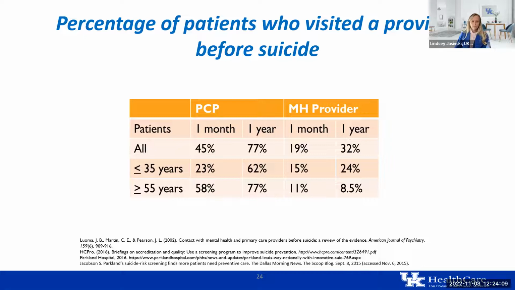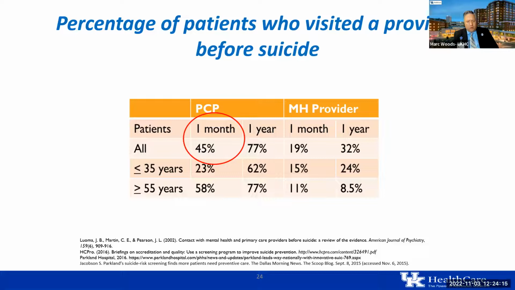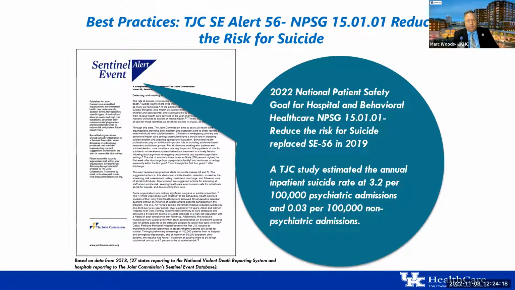Thanks, Lindsay. So on the next slide, we will take a look at, for many of you, the Joint Commission Sentinel Event Alert 56. For many of us, that is seared into our brains. And that's where they essentially called out for all hospitals that this was an important endeavor, and it gave us a lot of our initial guidance on what we should be doing to prevent suicide and care for those that come into our hospitals that are suicidal.